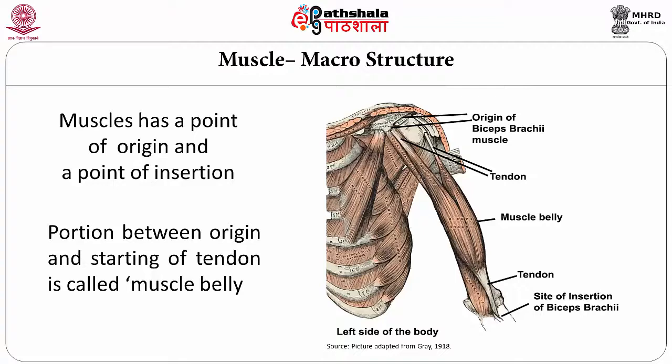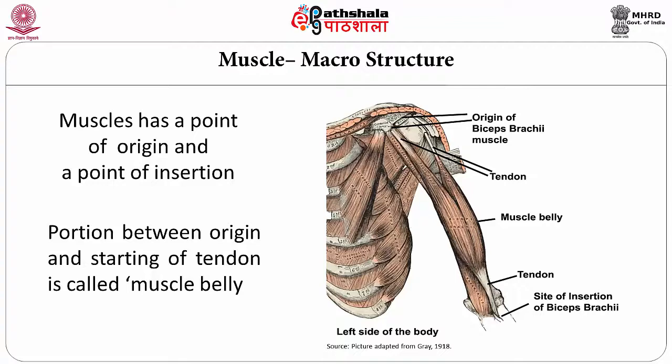In this picture you can see the origin and insertion of two sections of the muscle belly of the biceps muscle. In the origin part, there are two sections independently, and during insertion they combine together and insert in a common tendon in the radius. The portion between origin and starting of tendon is called muscle belly.